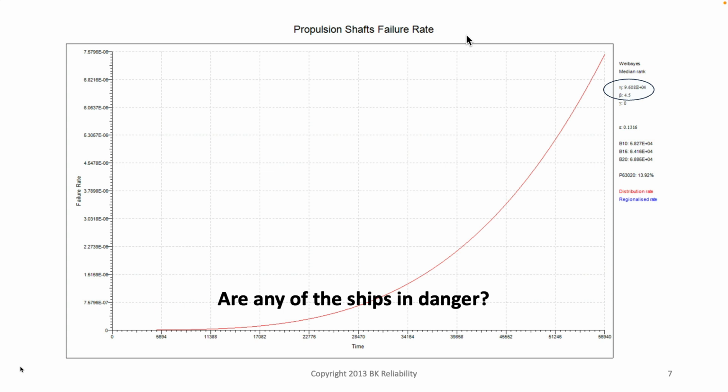The demonstration showed that the propulsion shafts have a characteristic life of 96,080 hours with a shape factor of beta of 4.5. We can now use the P0 setting in Weibayes to see the cumulative probability of each in-service shaft failure. Ship 3 has nearly a 50% probability of failure. That is, the next time it sets sail, it has a 50-50 chance of completing its voyage.